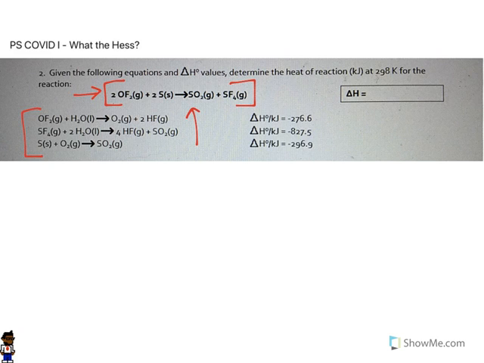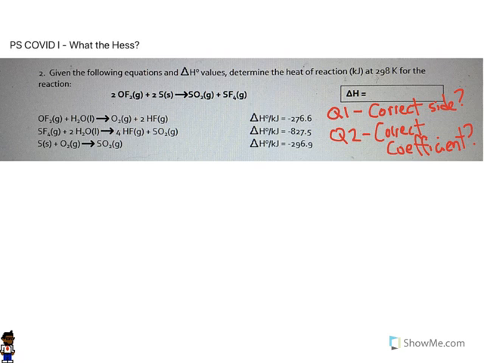So I'm going to tell you how to approach this problem very slowly, and this is how you're going to do it. Remember, these are the two questions that you're going to be asking yourself frequently. Are they on the right side? Is it the correct coefficient? So where do we start? From the very beginning. You look at your target equation, you look at the very first substance. It is OF2 gas. Then you look at your reactions and you see where OF2 is. Where does it show up in any of the 3 reactions? So here it shows up here, and it doesn't show up anywhere else. So you need to ask yourself the 2 questions.